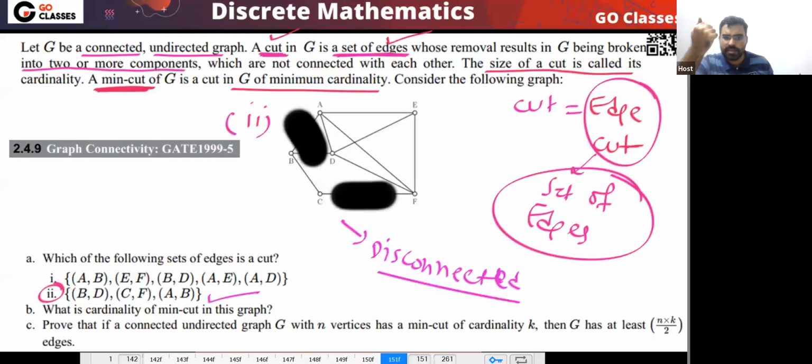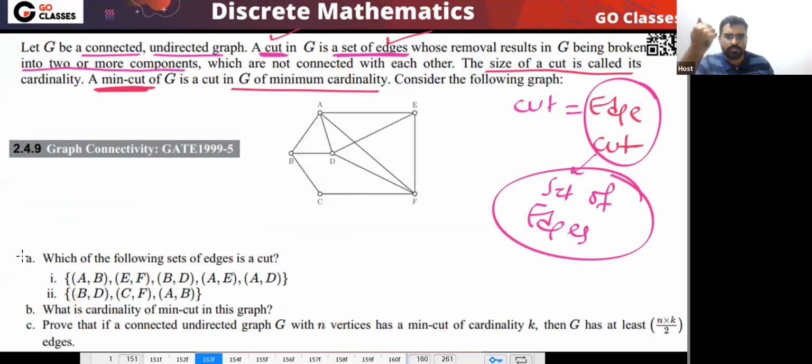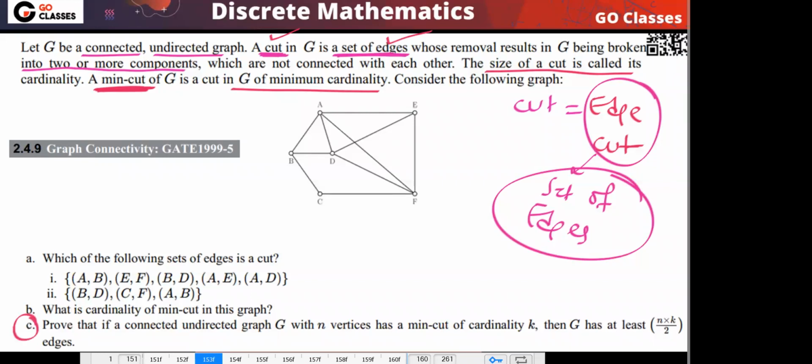Let's see the next. In this same question, the question is asking the third part. What is the third part? Can you try this third part? Please try.